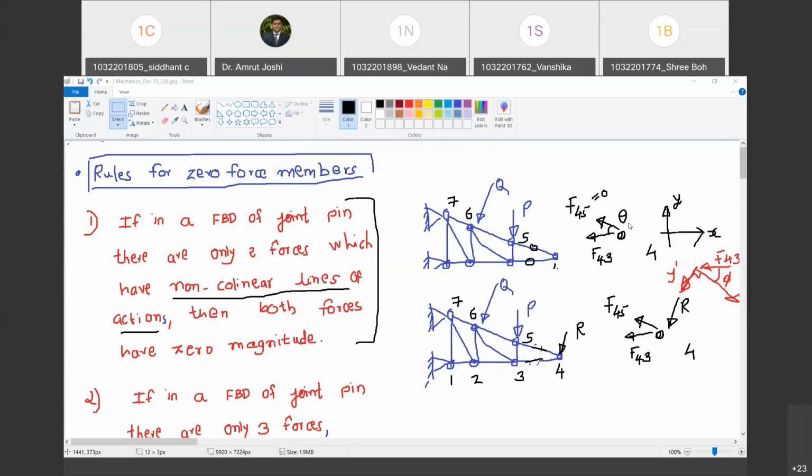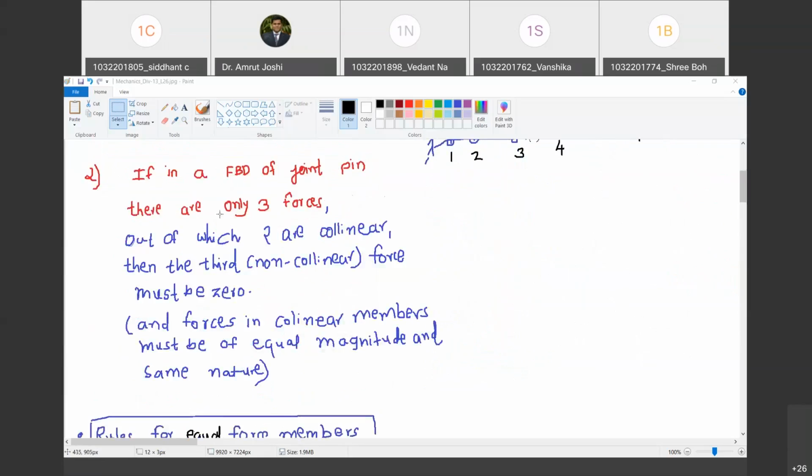And then I demonstrated this on this truss, which is shown on the right hand side. Now let us go to the next rule of identifying zero force members. Let me read the statement for you, or better you read the statement. Yeah, go ahead, Vedant. If in a free body diagram of a joint pin there are only three forces, out of which two are collinear, then the third force must be zero.